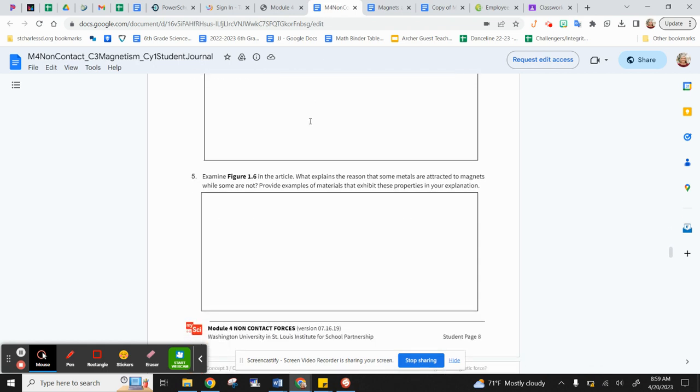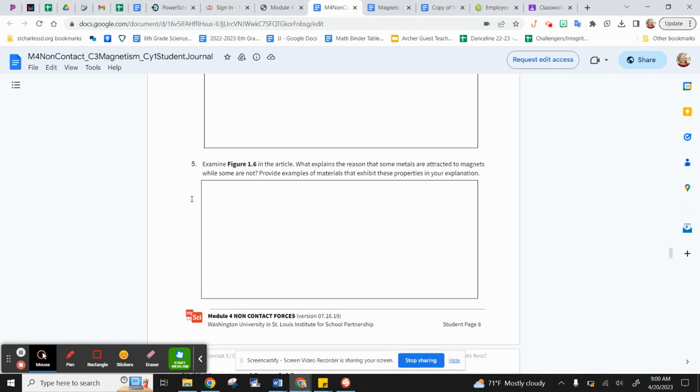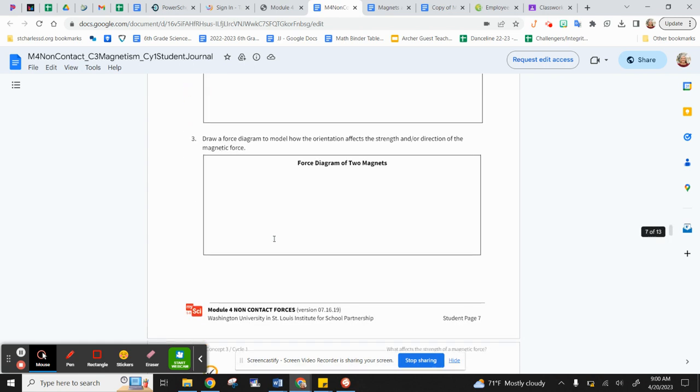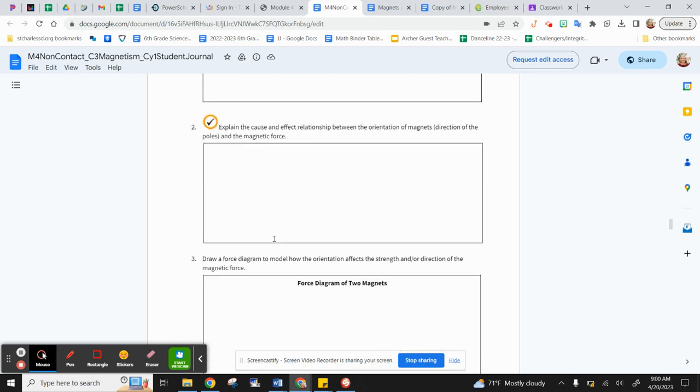And then we didn't get to look at figure 1.6, so we are going to skip number 5. So you do not need to do number 5. All right, feel free to go back and look at any of these videos, guys, to help you answer questions 1 through 4 in your journal page.